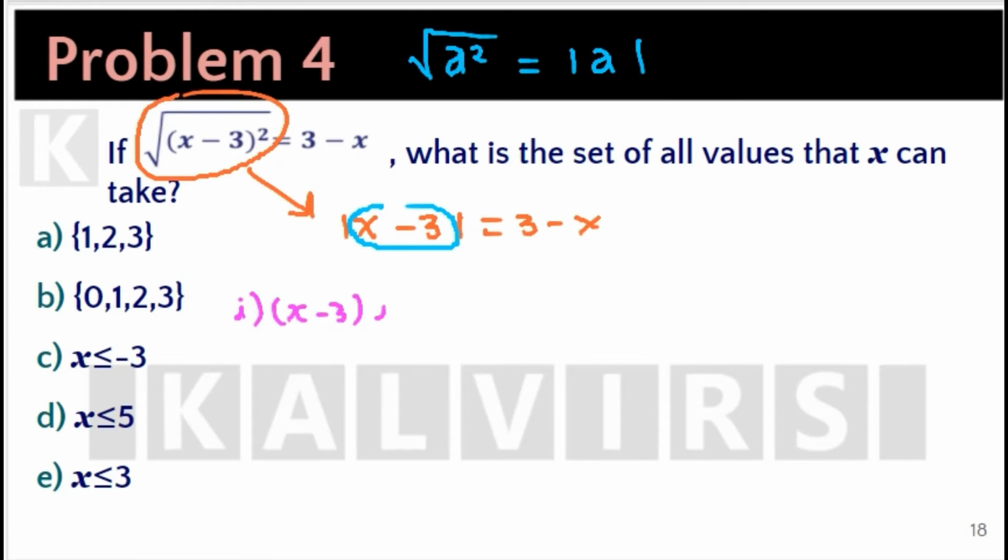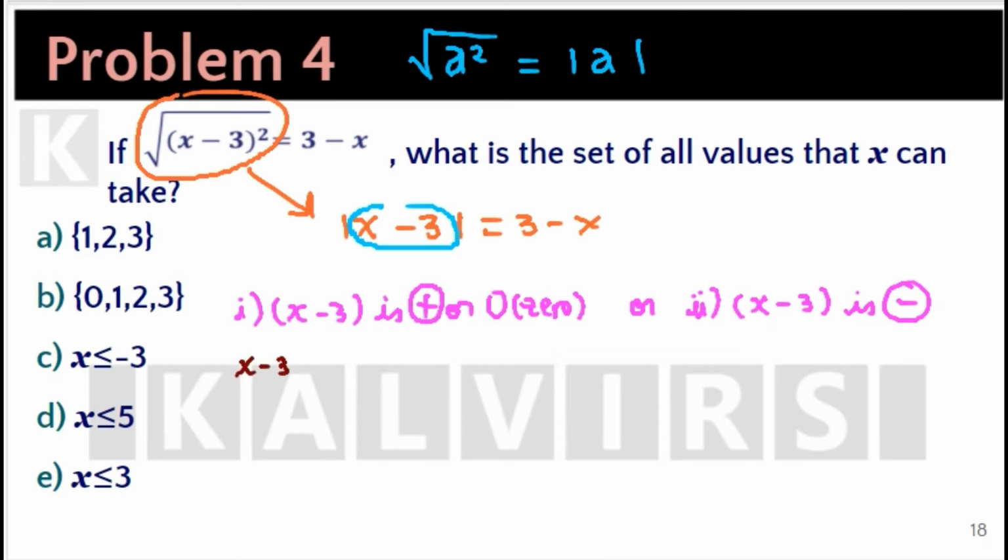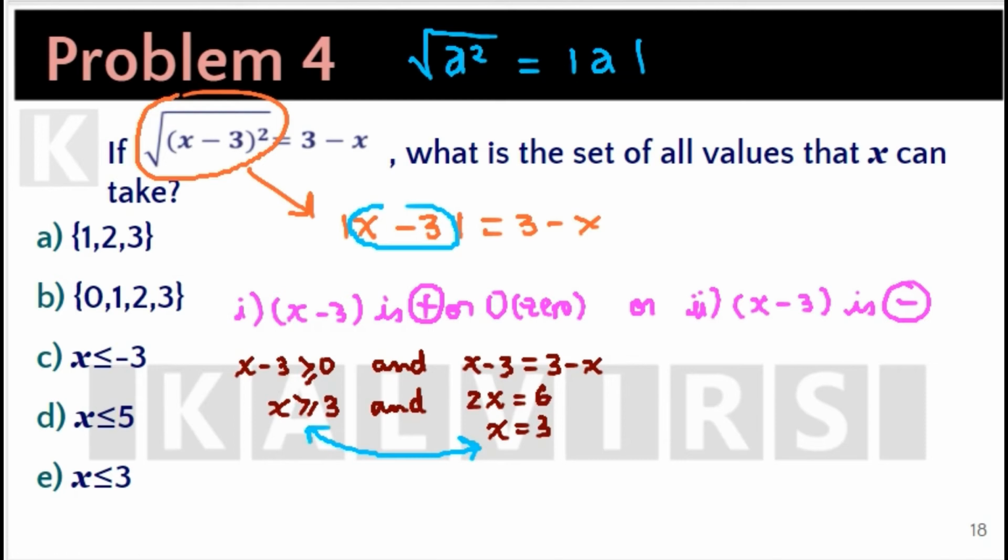Either x minus 3 is positive or 0, or x minus 3 is a negative number. So for the first case, we have that x minus 3 is positive or 0, and x minus 3 is equal to 3 minus x. So you have that x is greater than or equal to 3, and here we have that 2 times x is 6, x is 3. So finally, x must be equal to 3.